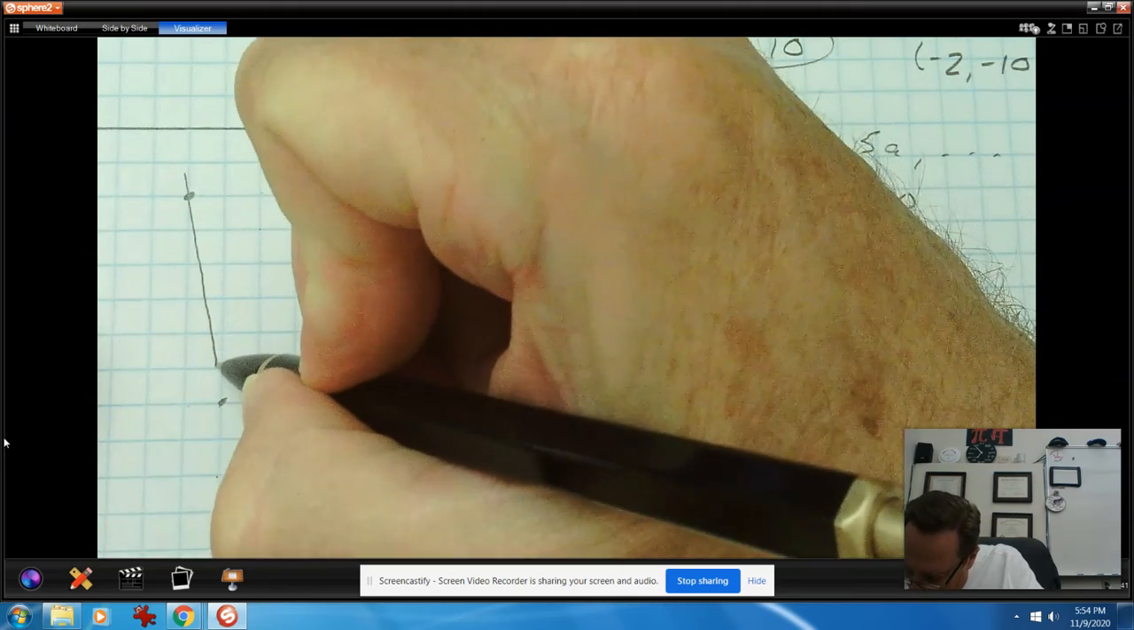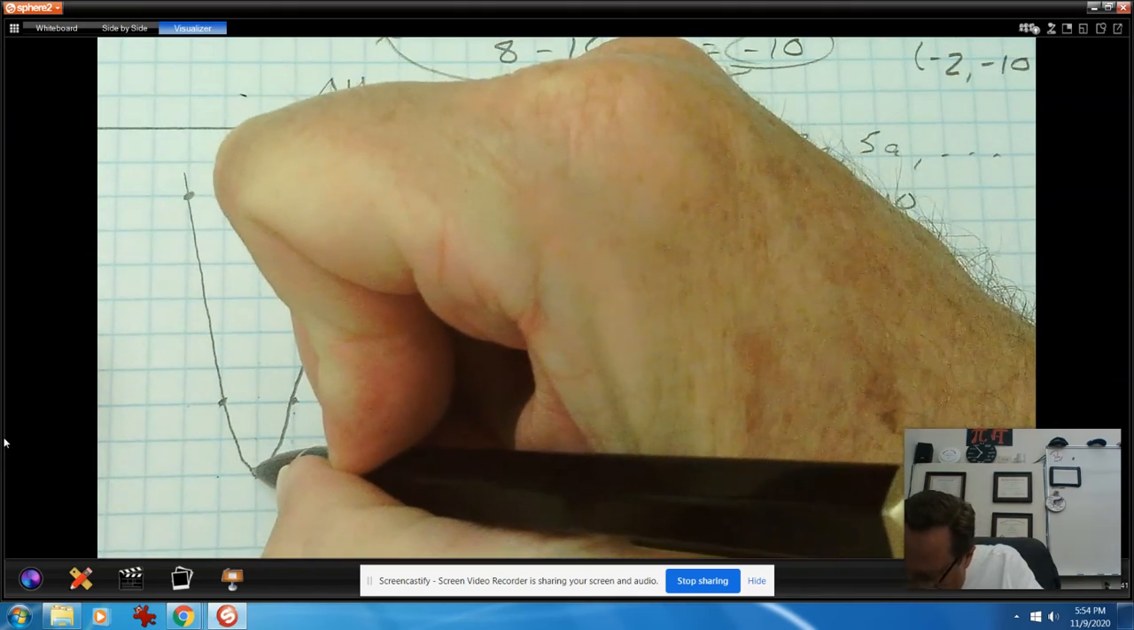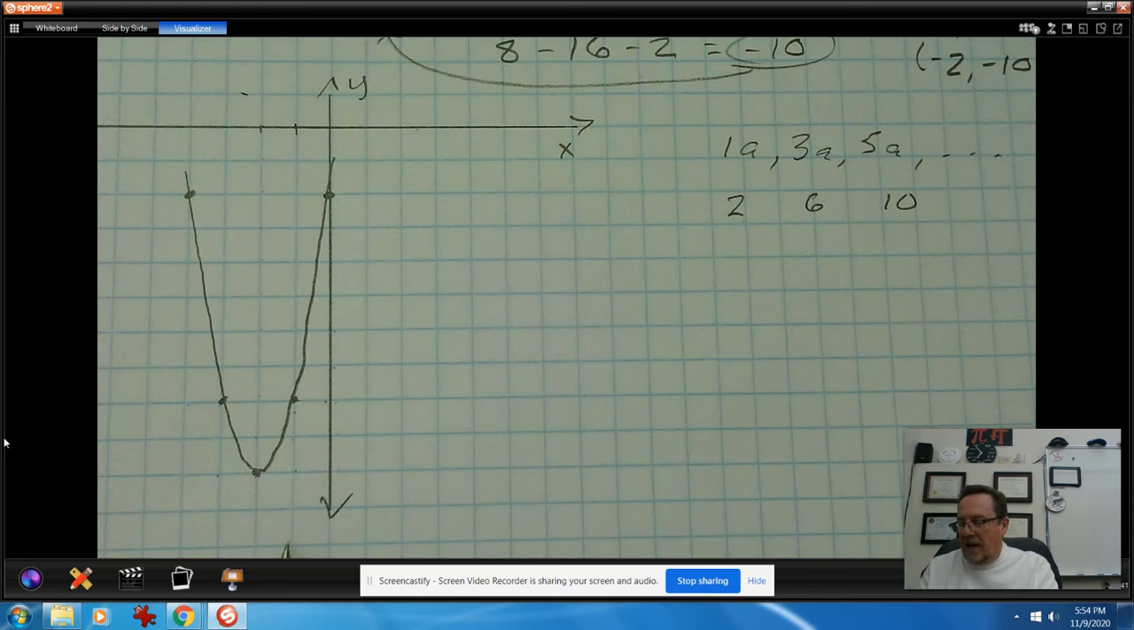They are curvier, okay? So you want to make sure that no matter how skinny they get, you're still showing a little bit of curve here.